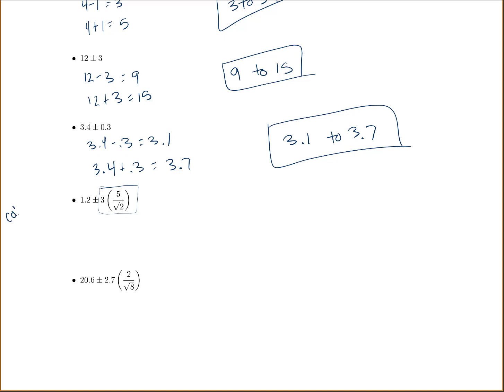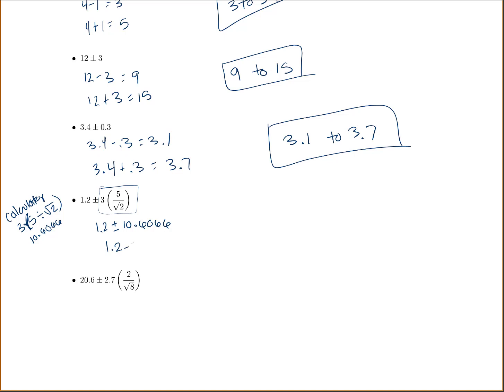In my calculator, I am first going to do 3 times 5 divided by square root of 2. And you could put parentheses around that 5 over the square root of 2. So it's going to be 3 times parentheses 5 over square root of 2. That gives me 10.6066. So now this plus minus problem becomes 1.2 plus or minus 10.6066. Now it looks nice and simple again.